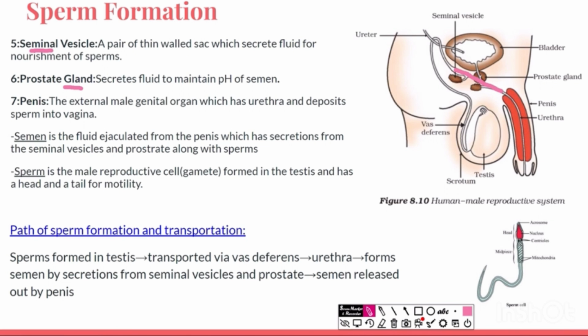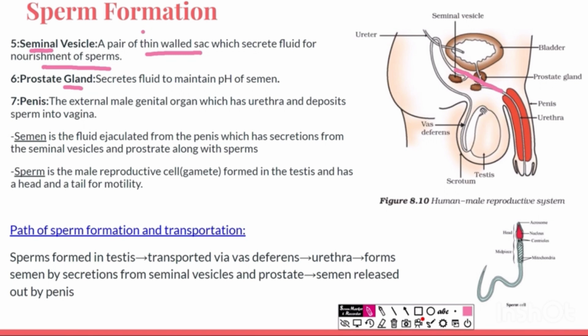These two glands secrete various secretions into the urethra for the formation of semen. Now semen includes the sperm and the secretions of these glands. So what does the seminal vesicle release? Seminal vesicle is a pair of thin walled sacs. It releases or secretes fluid for the nourishment of the sperms. Now these sperms should have some energy for their movement. So for this energy and nourishment, all the vitamins and all the necessary nutrients are supplied by the seminal vesicle.